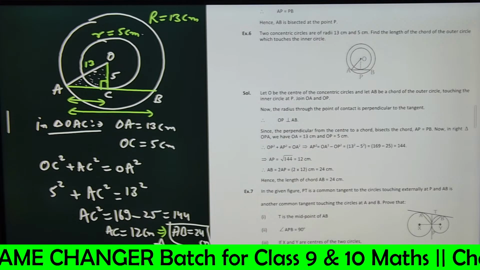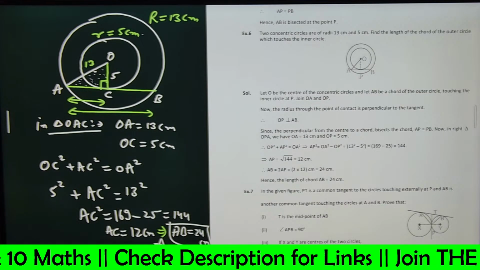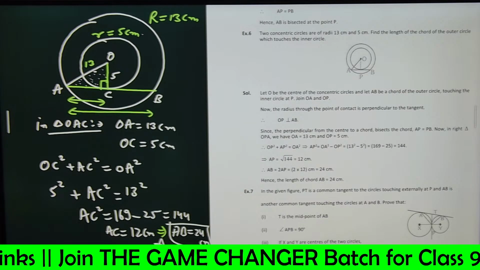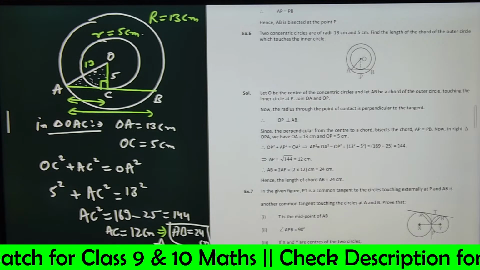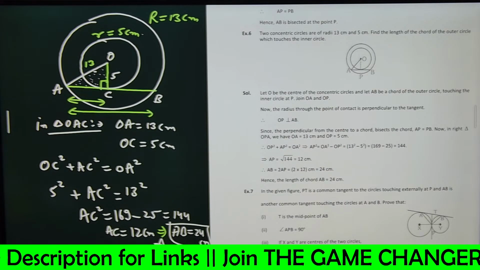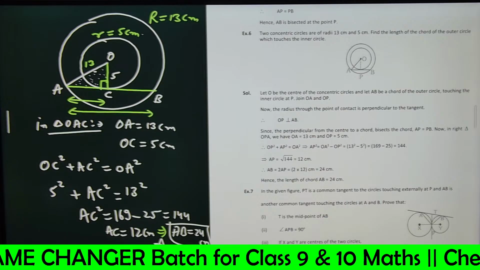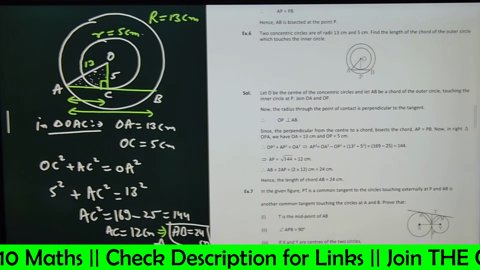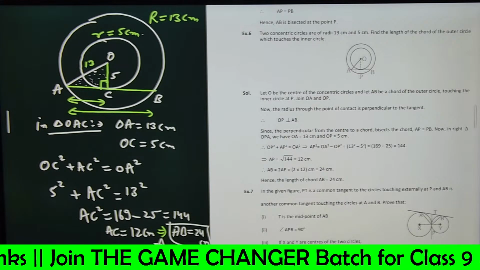Done. I guess it's done now. Yes or no? Done.